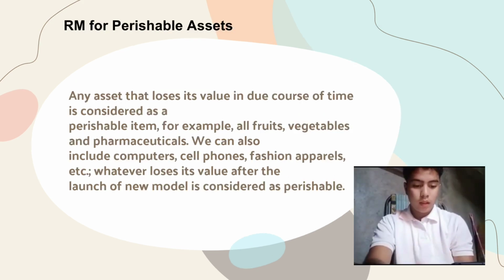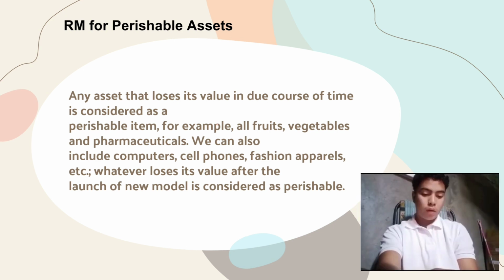Any asset that loses its value in due course of time is considered a perishable item. For example, all fruits, vegetables, and pharmaceuticals. We can also include computers, cell phones, fashions, and apparels, etc. Whatever loses its value after the launch of a new model is considered as such. In other words, it can be a material that is no longer appealing to the eyes of the customers.